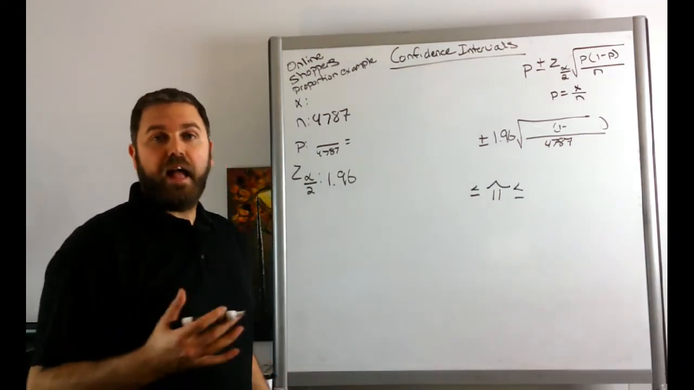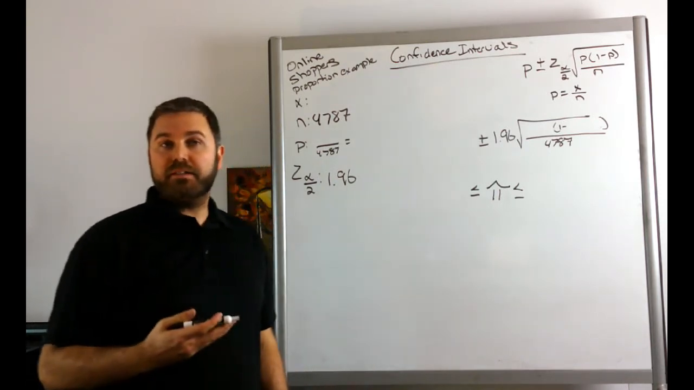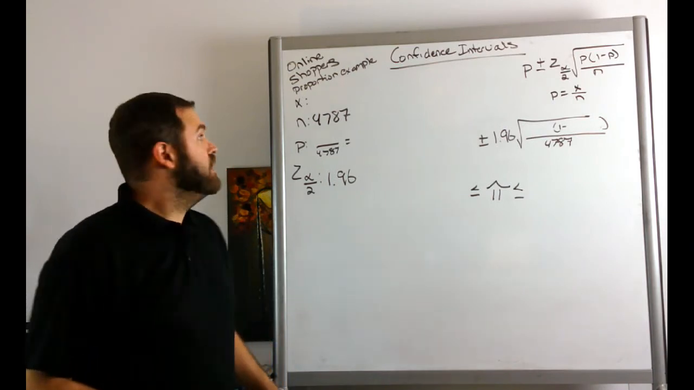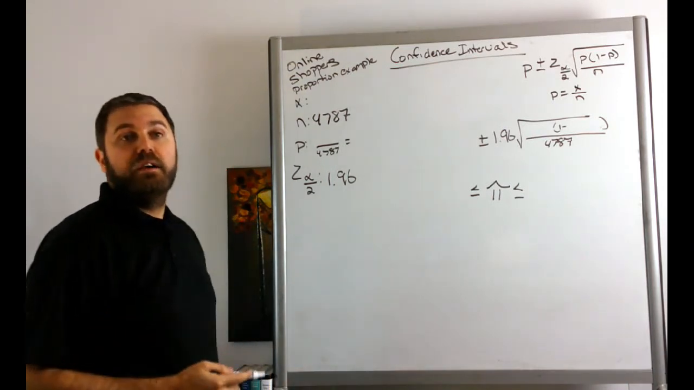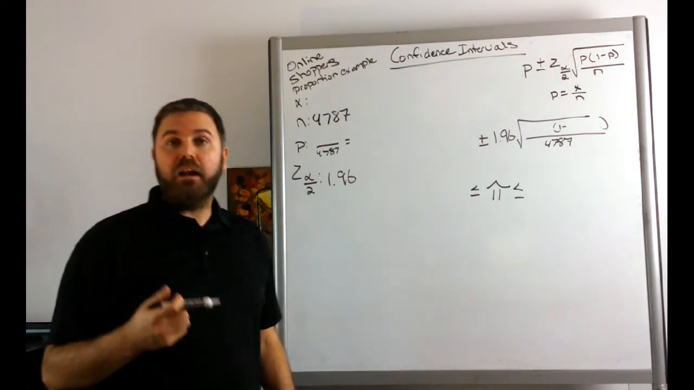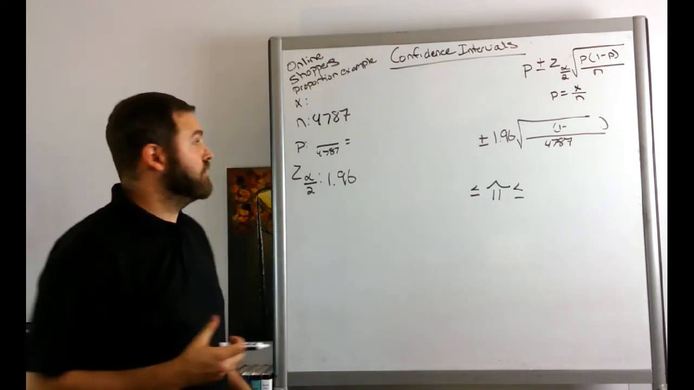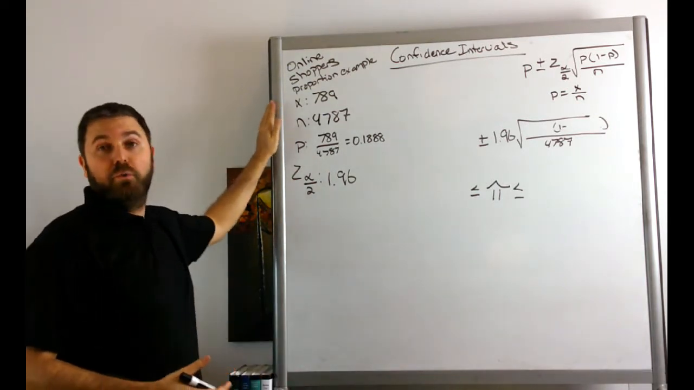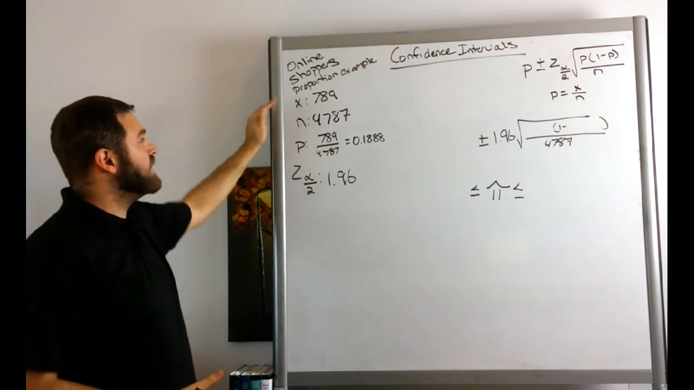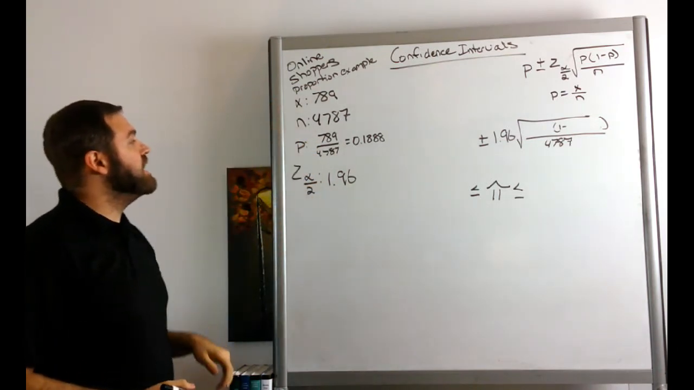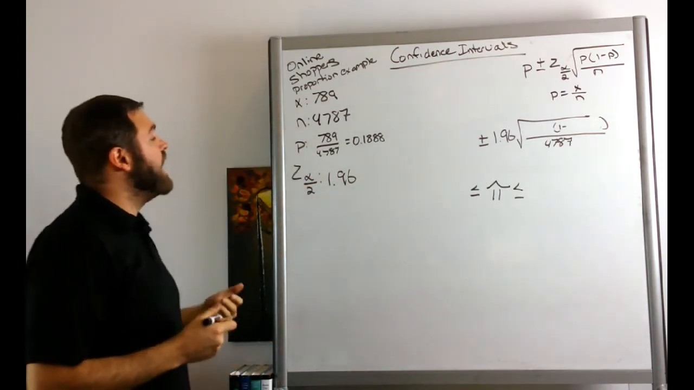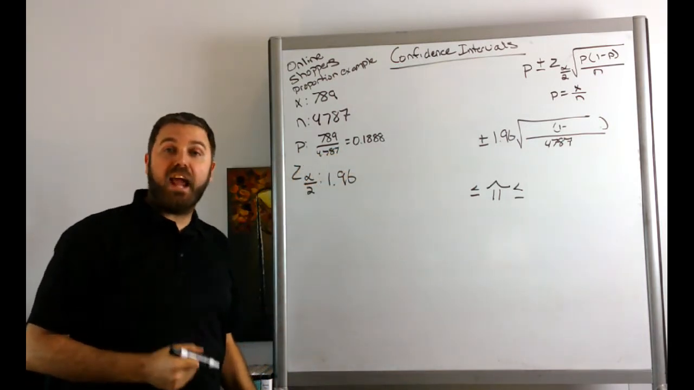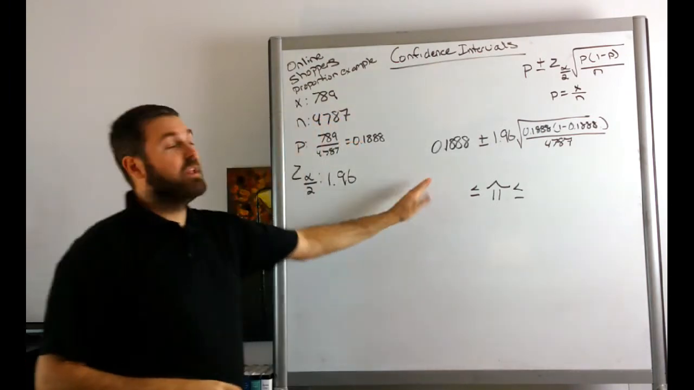Now let's take a look at a 95% confidence interval of the proportion for weekly online shoppers. We know that there were 789 weekly online shoppers from the survey. Now we need to find our new p because we have a new x. Our p is x divided by n, so 789 divided by 4,787 gives us a p of 0.1888.